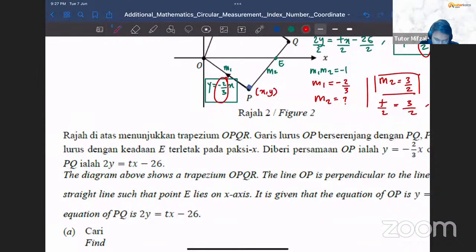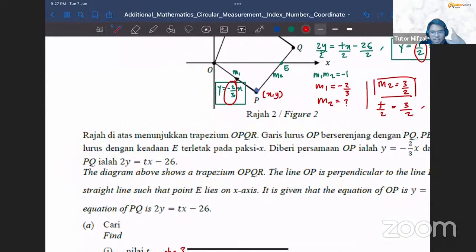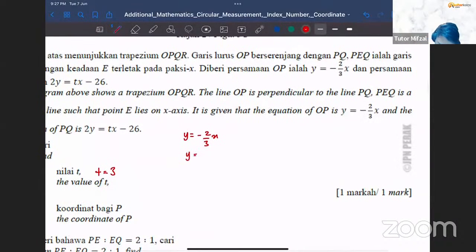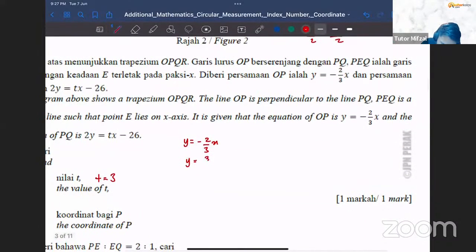to find y. Okay, faham? Kalau you ada satu coordinate yang you kena cari and these two lines intersect one another, right? Then you can simply do simultaneous equation by using the two equations of straight line that is related to one another. Okay, so you have y equivalent to negative 2 over 3x, and also you have y is equivalent to 3 over 2x minus 13. So this is equation number 1, this is equation number 2.